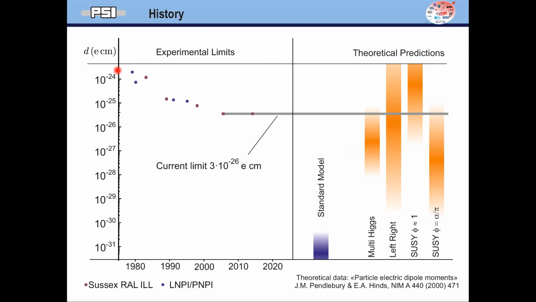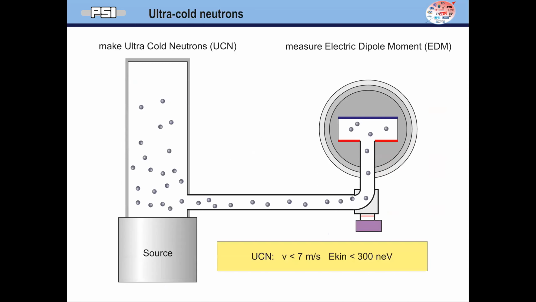And well, here you see the experimental sensitivity to this parameter, and the plot is a little bit outdated. We just published a better limit. But until now, this quantity has not been found. So it's of high interest to search for this quantity. And that's what we do at PSI. And we use a very special kind of neutrons to do that.